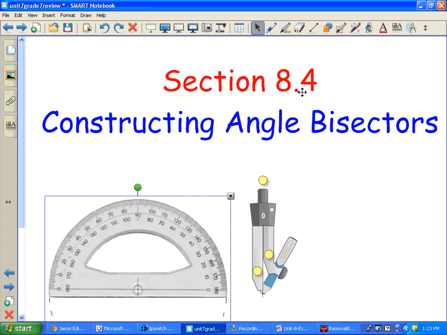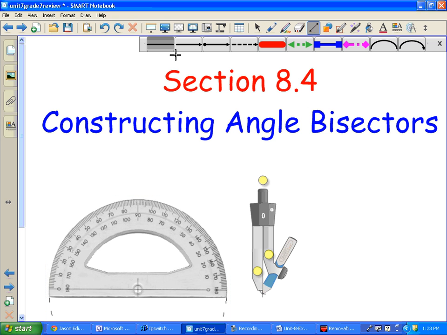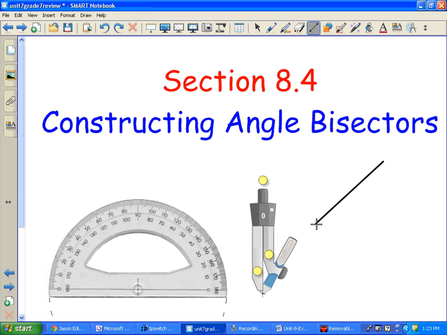Section 8.4, constructing angle bisectors. Well, you remember what an angle is. An angle is very simple. An angle will have a vertex there, and it'll be made up of two rays, like this. So that is an angle right here. And when we're talking about bisectors, what we're talking about is something that splits the angle into two equal pieces.